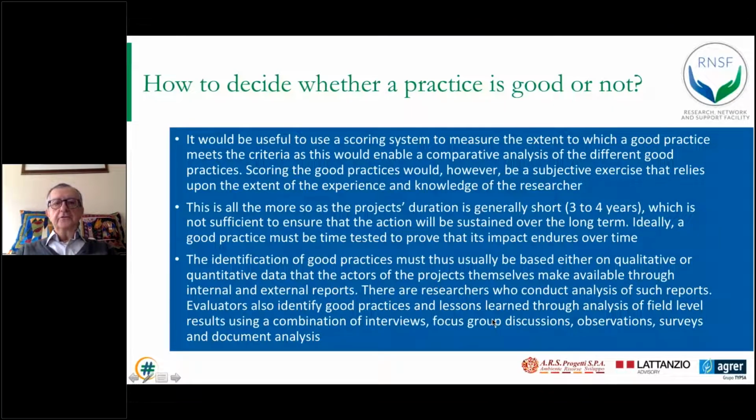So it will be useful to use a scoring system to measure the extent to which the good practice meets the criteria. And this would enable us to do a comparative analysis of the good practices. But scoring is not an easy exercise, and it is quite subjective because it depends on the experience and the knowledge of the researcher, the person who scores. So we didn't do that at RNSF.